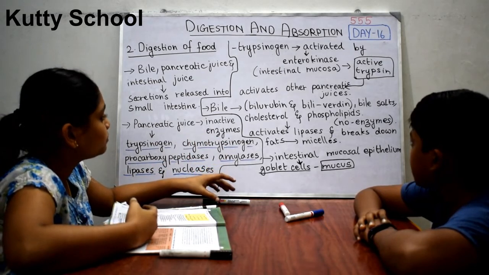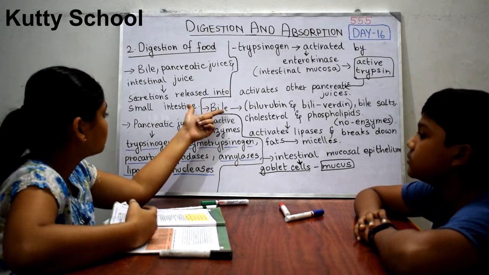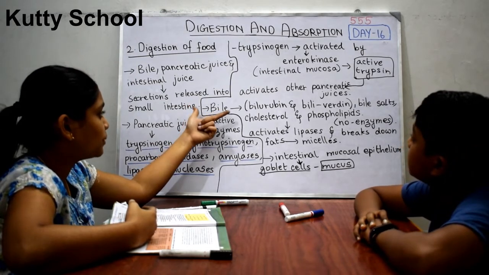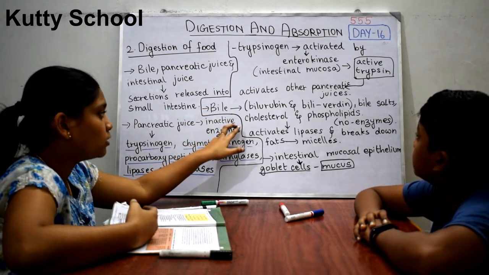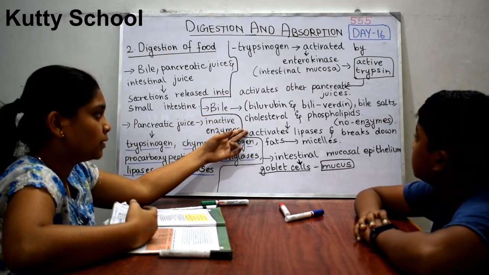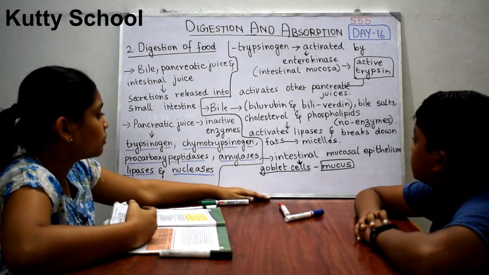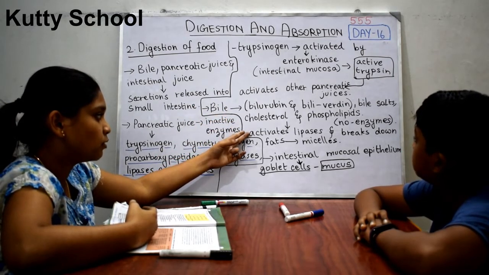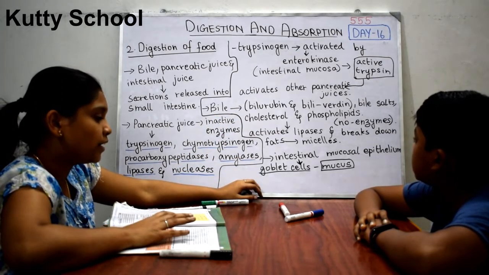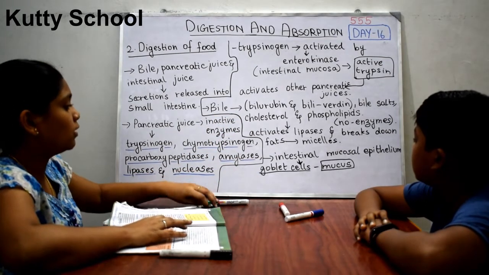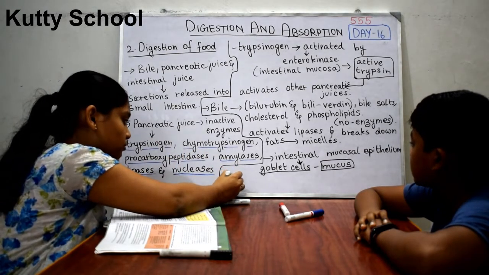Next one is bile. Bile has the pigments bilirubin and biliverdin. It contains bile salts, cholesterol and phospholipids, but it contains no enzymes. Bile activates lipases and breaks down fats.